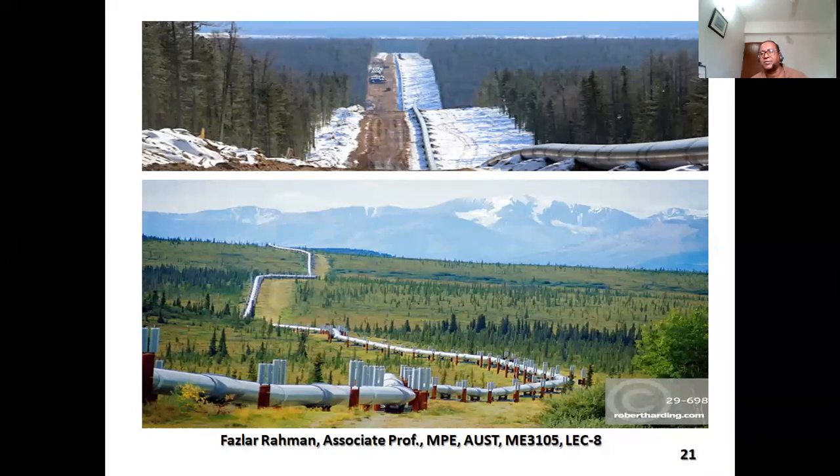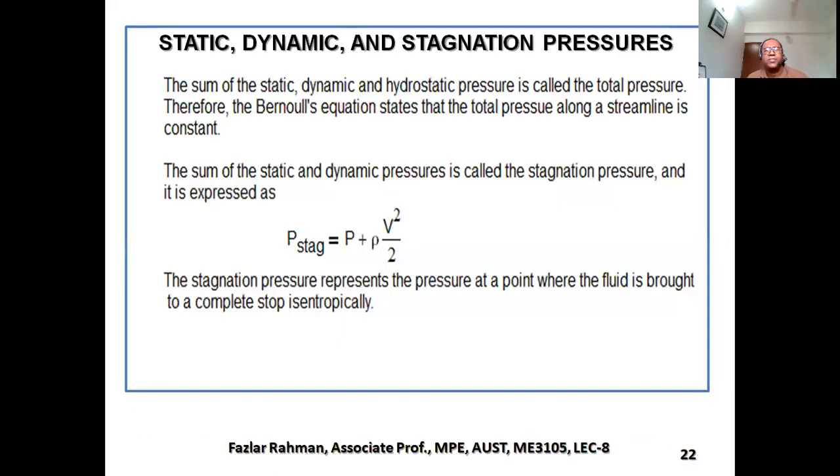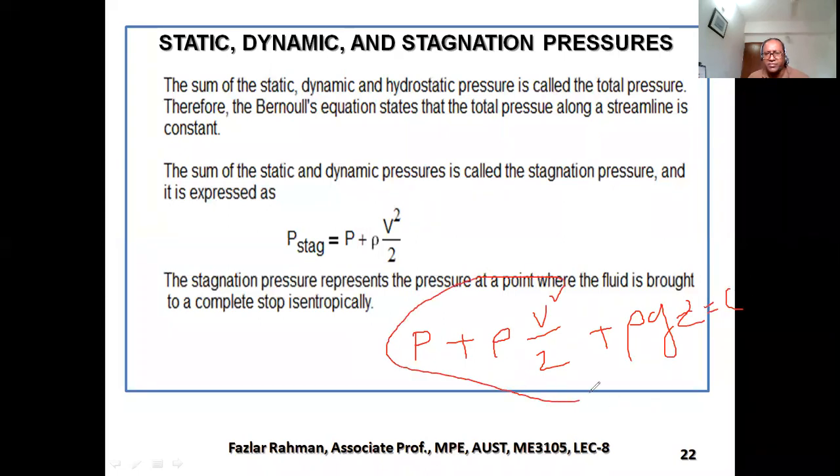I'll discuss that after discussing the pitot tube. Okay, so let's see what stagnation pressure is. The sum of static pressure and dynamic pressure is called stagnation pressure, because in Bernoulli's equation you can express it like that: P plus rho v squared by 2 plus rho g z equals a constant C. Now these two terms, that means static pressure plus kinetic or dynamic pressure, is called stagnation pressure.